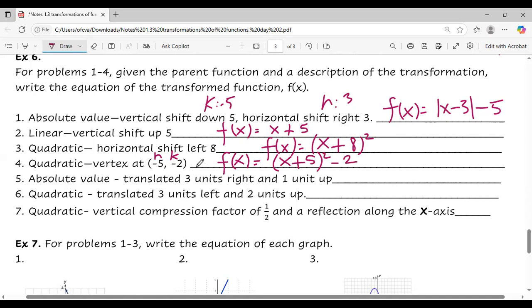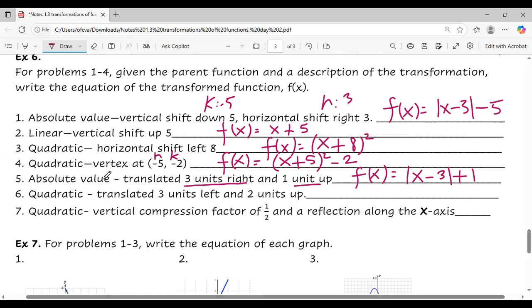Absolute value, translated 3 units to the right, that's an h value. 1 unit up, that's your k value. Remember the h value? That's the one that's tricky. So you have absolute value, so f of x equals the absolute value of x, because it's 3 units to the right, that's a positive 3. So it's x minus a positive 3. And then 1 unit up is your k value, that doesn't change, so it's plus 1.